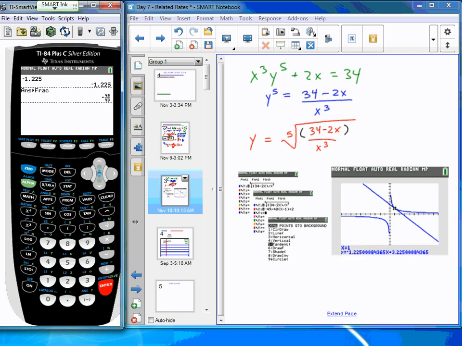Brandon. Couldn't you just do negative 1.225 to frac? Maybe. Like, what I mean is just frac, without having to enter first. Yes, I think you can. I think you can do it in one step. Negative 1.225, math, frac.